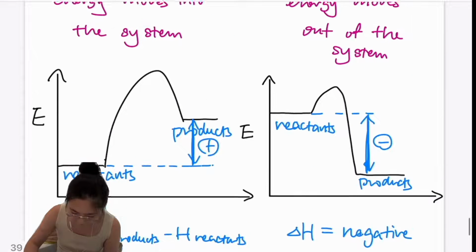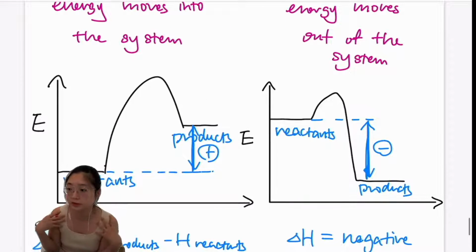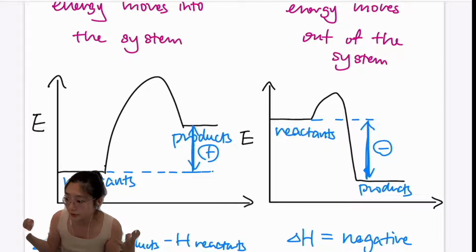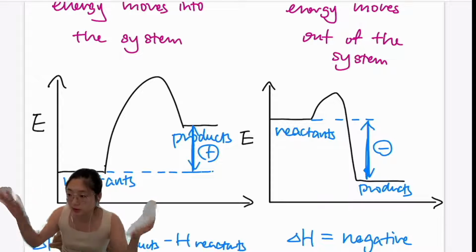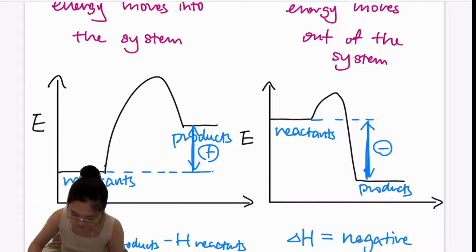Okay, so first off, for the endothermic reaction, when it absorbs energy, it's gaining energy from the surroundings, which means the temperature of the surroundings is decreasing.